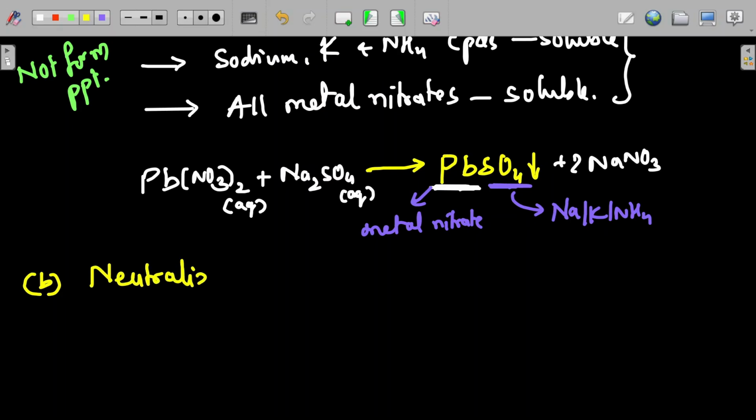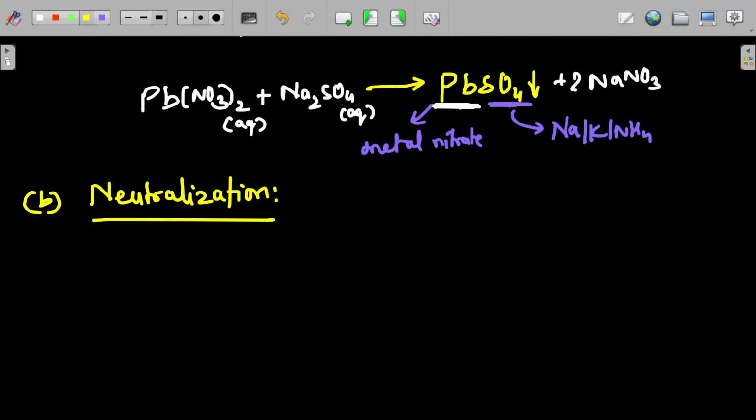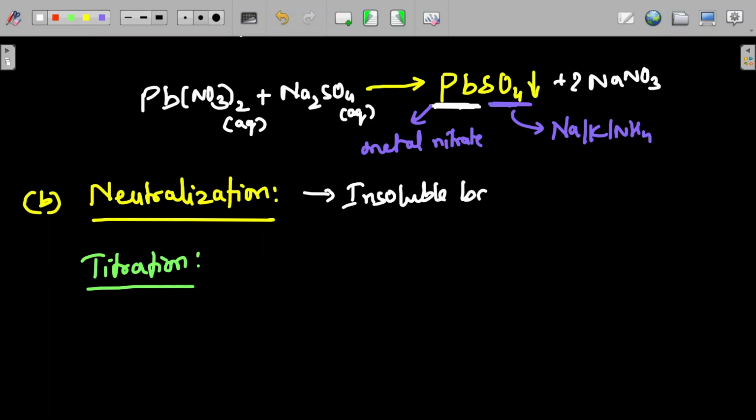And lastly, we have neutralization. This is the second part of double decomposition. First part is precipitation, second part is neutralization. In neutralization, we know acid plus base gives you salt and water. But in this, we have two things: neutralization is one, titration is another. We call it neutralization if you are taking an insoluble base. It is titration if you are taking a soluble base, or alkali, as you call it.